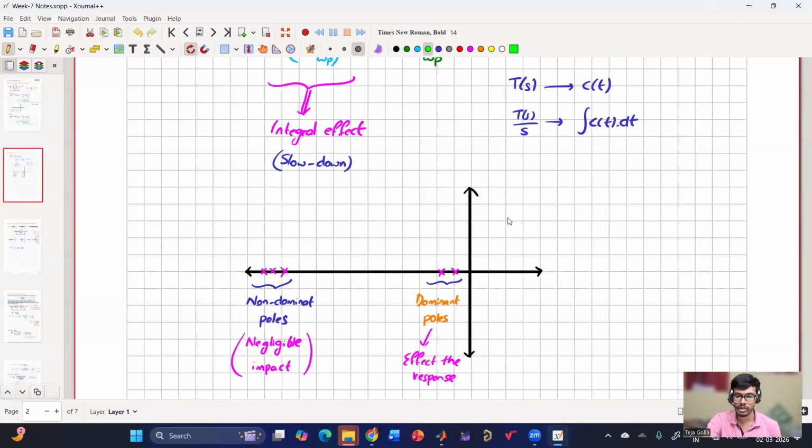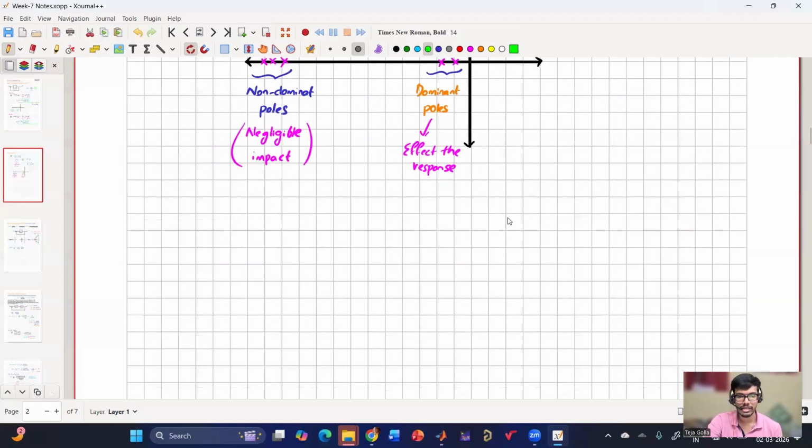So adding a zero will fasten the response. The rise time will reduce, but there will be a peak overshoot. By adding poles, we are trying to slow down. So the peak overshoot will reduce, and also the rise time will increase.